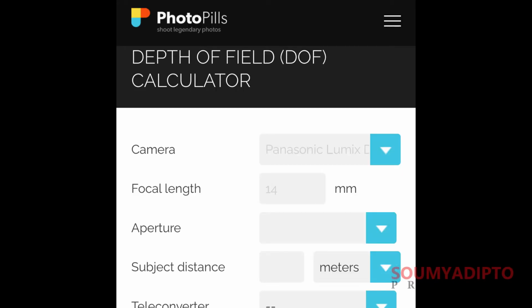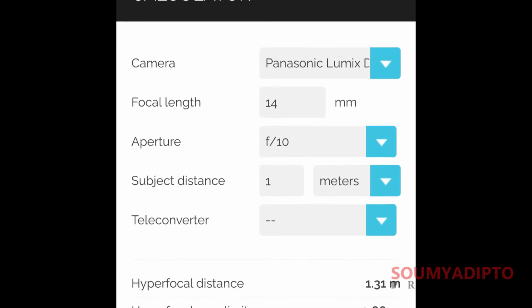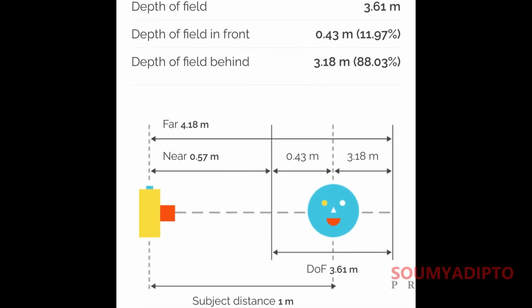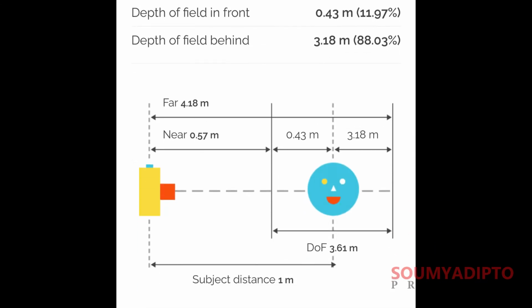Upon entering my camera model and my lens's focal length, and mind you, this is not the 35mm equivalent value, I play around with the numbers a little bit to get a subject focusing distance of 1 meter at an aperture size of f10, with a depth of field extending from 57 centimeters all the way to 4.18 meters in front of the lens, which is well beyond the far wall.